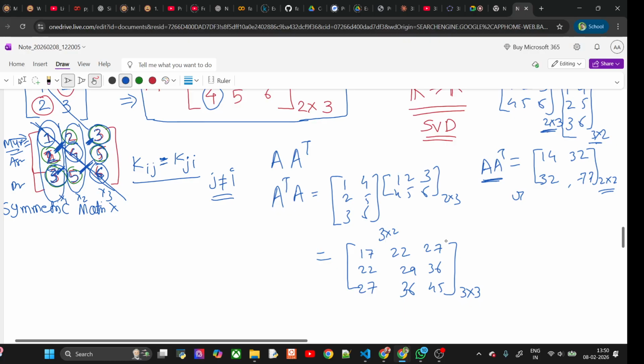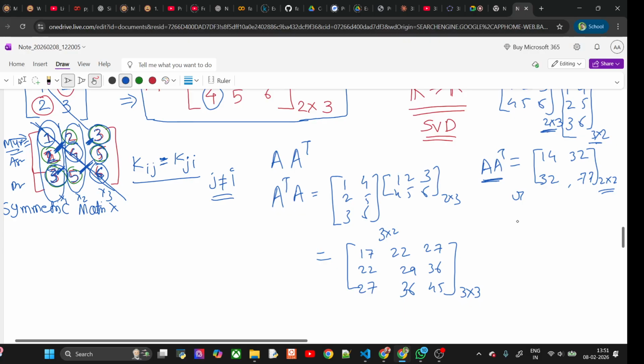I can maybe write some code, but that is not useful for our demo. This is just to give the feel of how we can convert any matrix to a symmetric matrix. Some question may come in interviews: how can you make a 2 cross 3 or 3 cross 2 matrix symmetric? You multiply the matrix with its own transpose, and then you will get the final output, which is a symmetric matrix.